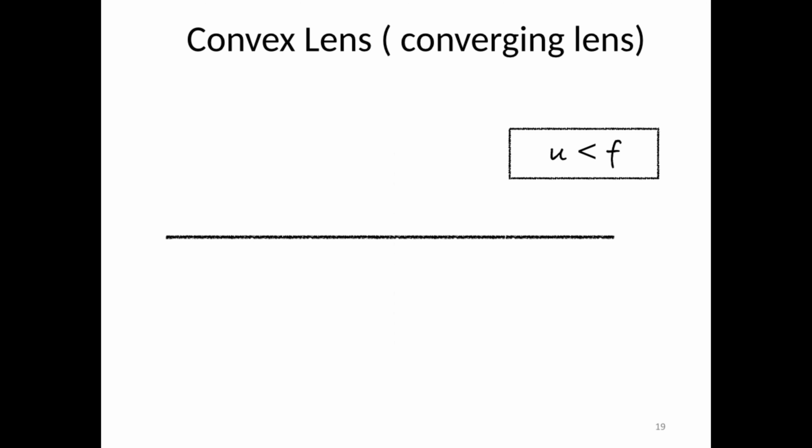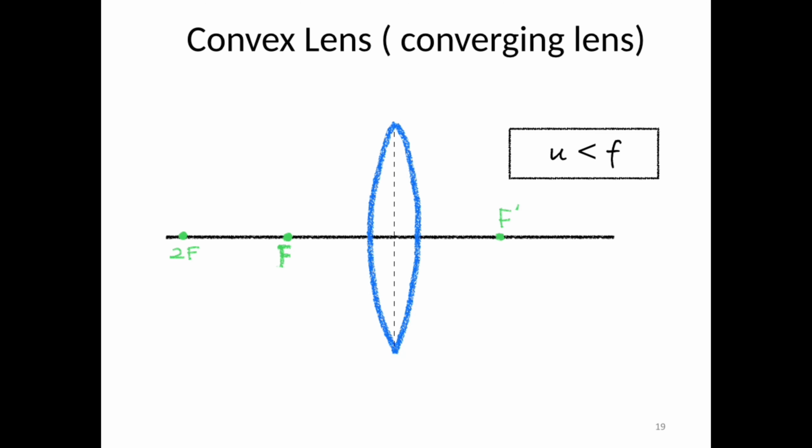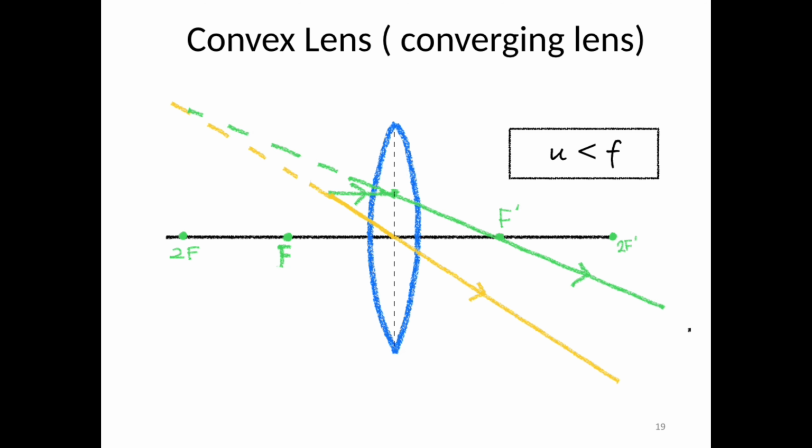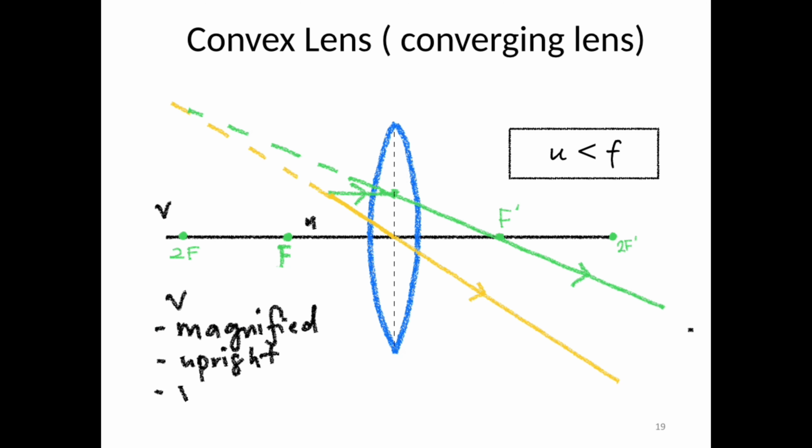So yeah, the last one where u is less than f. Okay. So coming here to the lens. So what will be the image for this? So we sketch these two lines and we will see the intersection on the same side as the object.